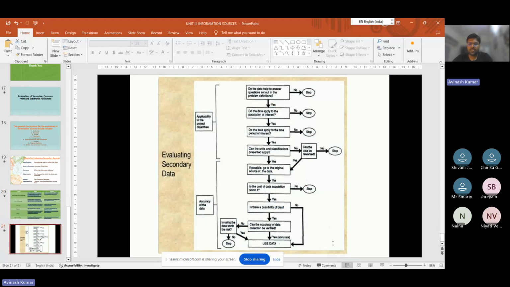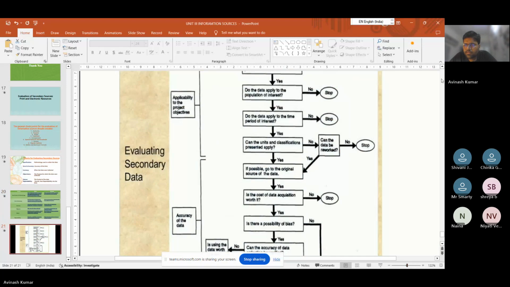This is the picture of the evaluation of secondary data: how the secondary data is evaluated. First, you can see that it is visible. I think you should zoom in, then it will be visible.